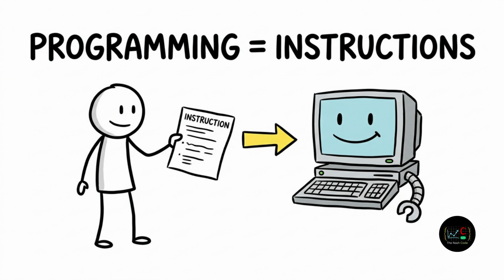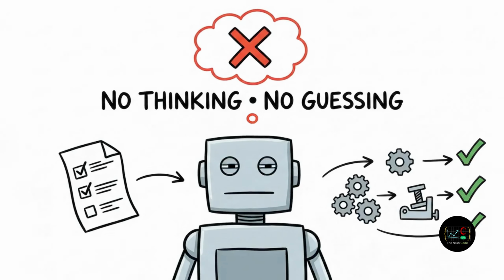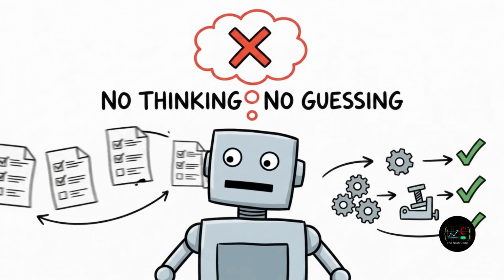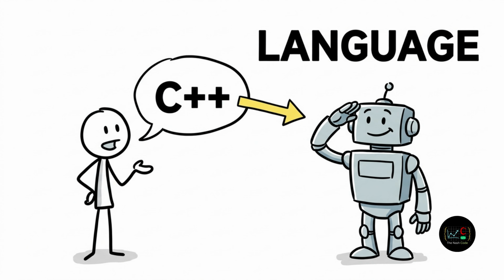Programming is nothing more than giving instructions to a computer. Think of your computer as an incredibly fast robot. It doesn't think, it doesn't guess. It simply follows your instructions exactly as you write them. C++ is one of the languages we use to communicate those instructions.